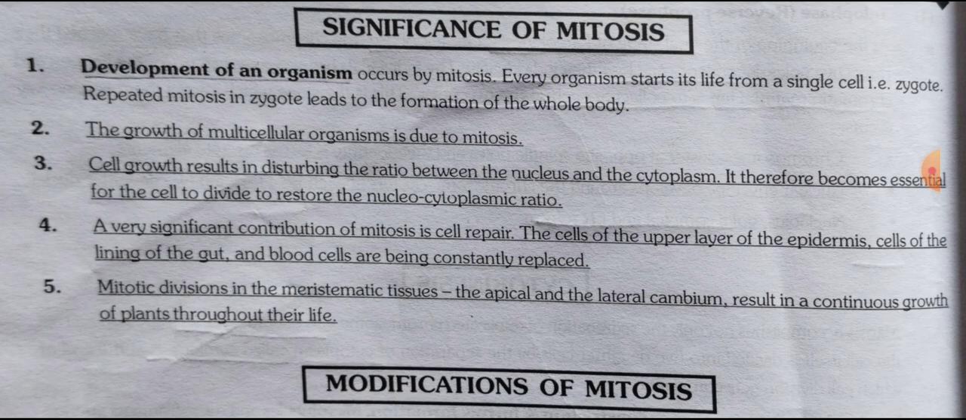Number four, a very significant contribution of mitosis is cell repair. The cells of the upper layer of the epidermis, cells of the lining of the gut, and blood cells are being constantly replaced. Number five, mitotic division in the meristematic tissues, the apical and the lateral cambium, results in continuous growth of plants throughout their life.